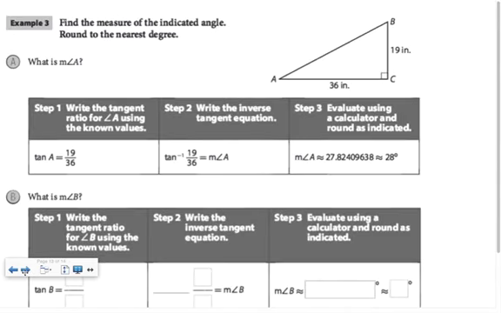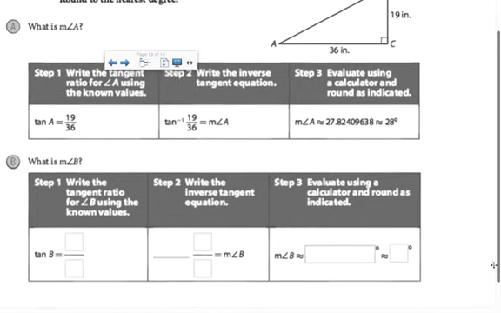So in example 3, part A, we're finding the measure of angle A. We know that the tangent of angle A will be the leg opposite angle A, the 19, over the leg adjacent to A, which is the 36. And then in order to find angle A, I'm taking the inverse tangent of that ratio, the 19 over 36. And then I'm just using my calculator to find the angle measure. We're going to do the same thing for part B.